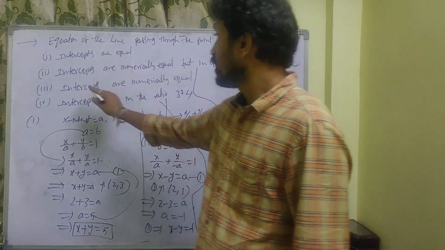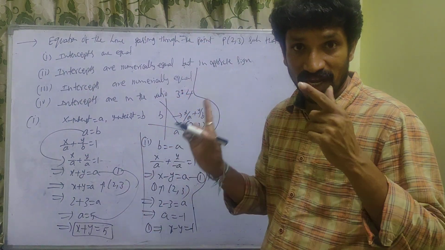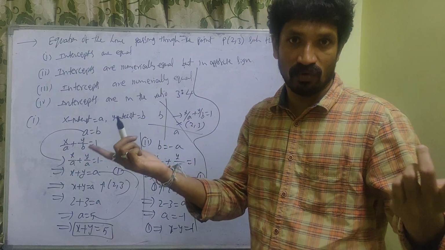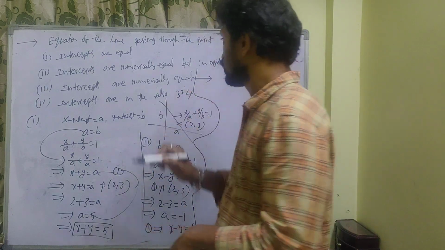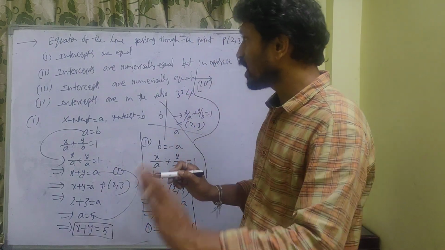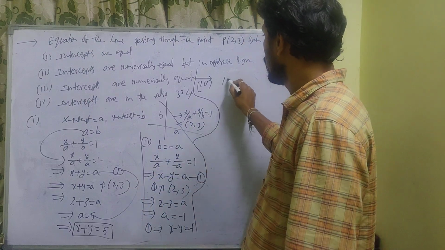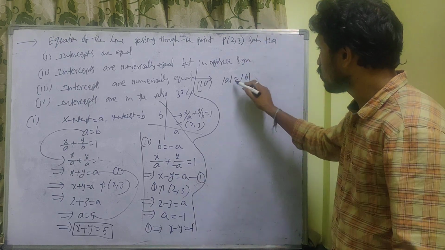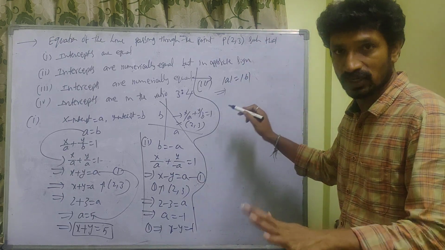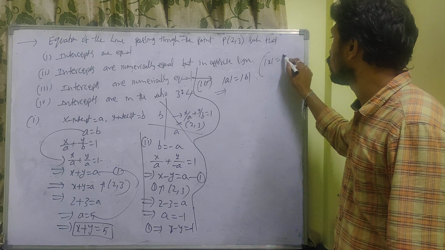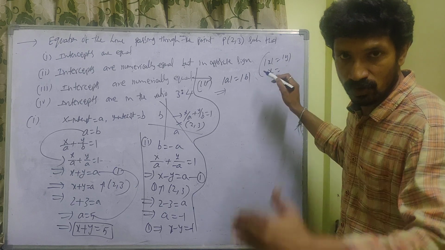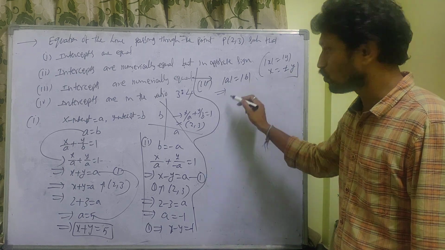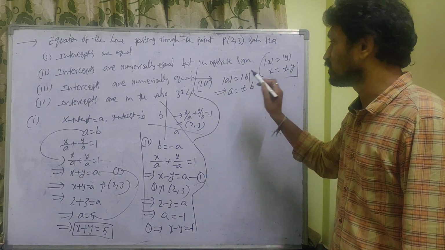See what is given? Intercepts are numerically equal. Numerically equal means they may or may not have equal signs. So whenever we have a question like this third question, numerically equal means we should take mod A is equal to mod B. Remember this simplification: if mod x is equal to mod y, then on expanding, x is equal to plus or minus y. So here you should write A is equal to plus or minus B.